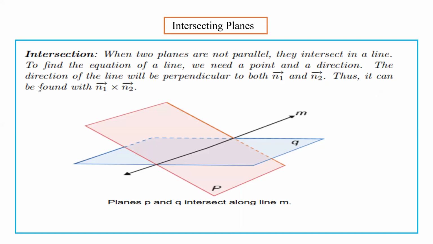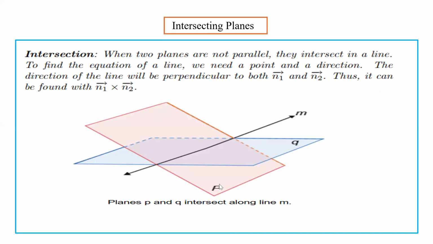Good morning, everyone. I'll take you through the intersecting planes and angles between planes. Now, when two planes are not parallel, then they intersect in a line. To find the equation of a line, we need a point and a direction. The direction of the line will be perpendicular to both the normals N1 and N2. Thus, it can be found by taking the cross product of the two normals.